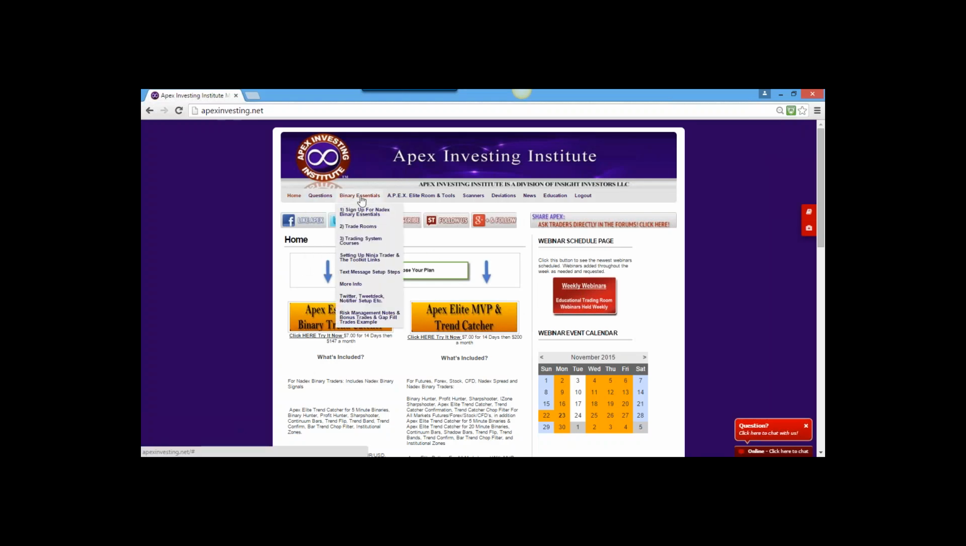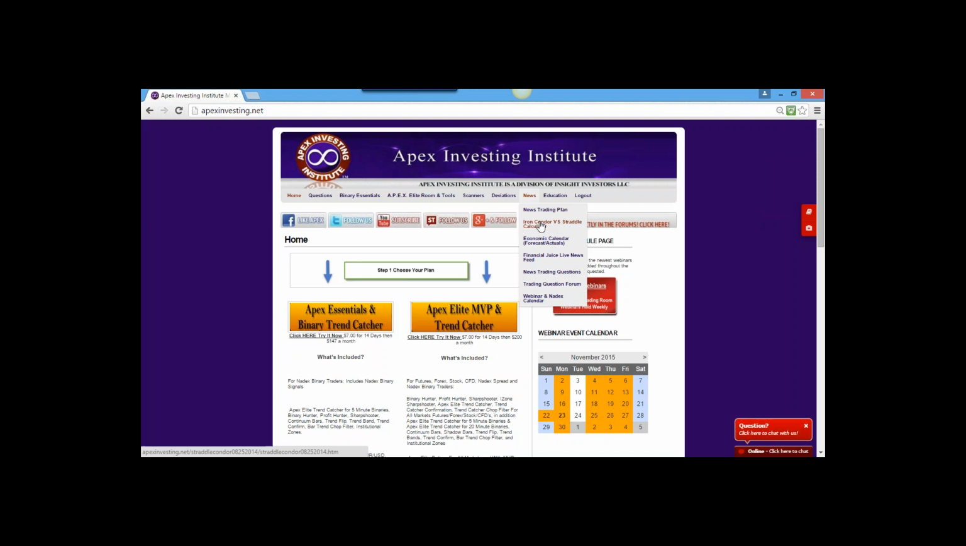Okay, so once again, here on the Apex Investing website, Binary Essentials tab, Trading System Courses, go through and watch strangles and butterflies. Right here under the news plan, there is an iron condor versus a straddle calculator to know which one I should do. Should I be paying premium or collecting premium?